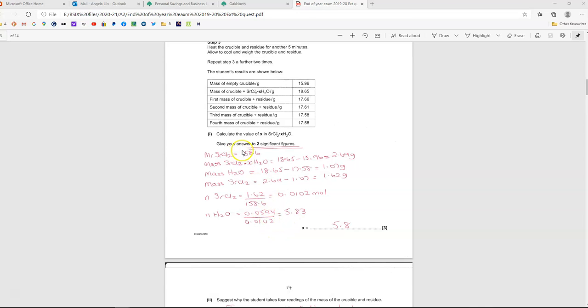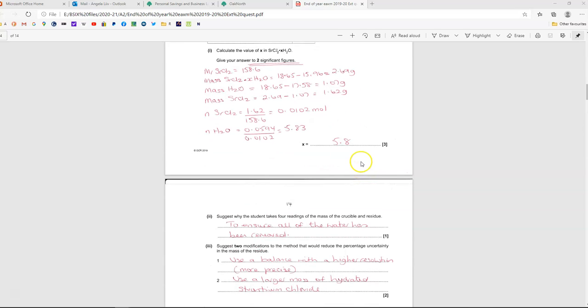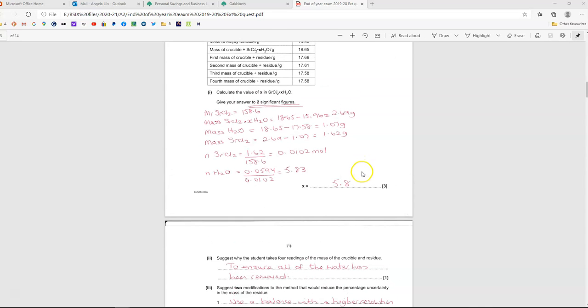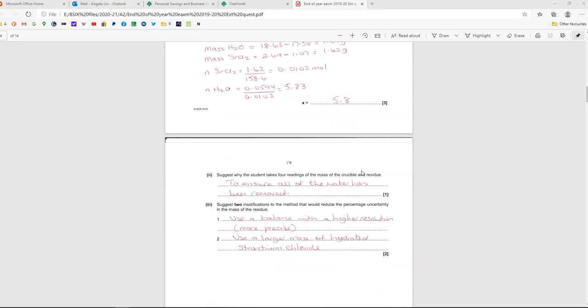Now, this is unusual because when you're asked for water of crystallization, normally you would give a whole number, but this specifically says to give your answer to two significant figures. So some of you did do this calculation correctly, but you wrote 6 down. So you couldn't get that final mark because you didn't follow the instructions. Okay, so make sure you read instructions in exam questions.